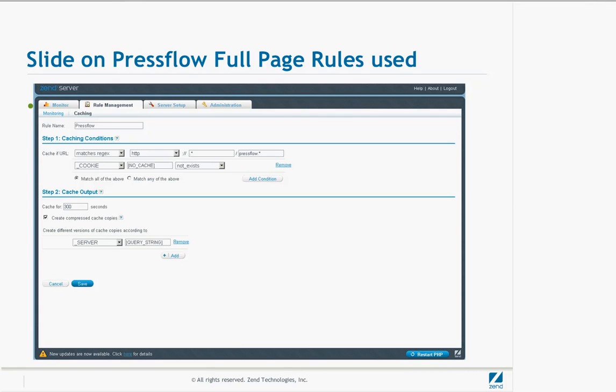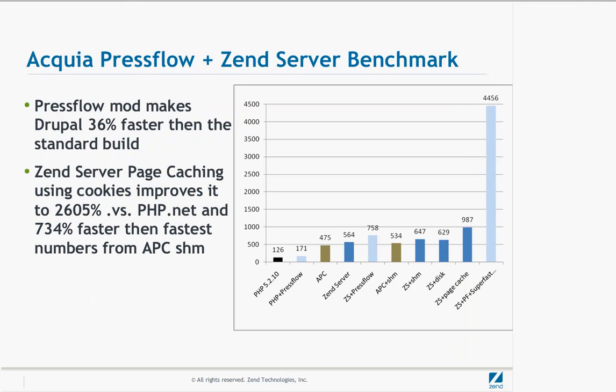So that kind of gives you a good idea of what some of the benefits are, plus it's built into the same web tier. So just as a benchmark, as a watermark, we measured the Pressflow version against the Drupal, and it was about 36% faster than standard Drupal with no other tuning other than these rules.